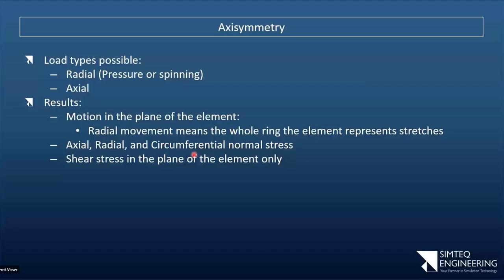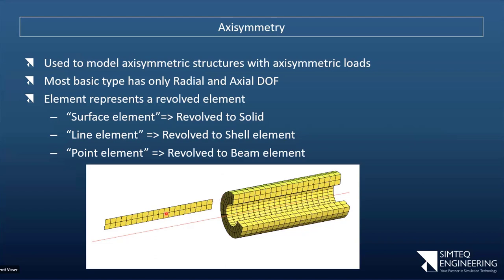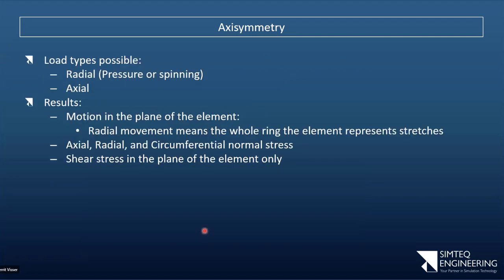In terms of the results, the motion we see is in the plane only. So again, radial motion means the whole thing stretches. I can see stresses in any of the directions, X, Y, and Z. So in other words, axial stress, radial stress, and circumferential normal stresses. But in terms of shear stresses, I can only see the in-plane effect. So getting back to this, if that lifts up and this moves in, that angle change, that shear strain I can see. But for both other shear strains, this has to move normal to the plane. Otherwise, it's impossible to calculate the shear strain in that direction.